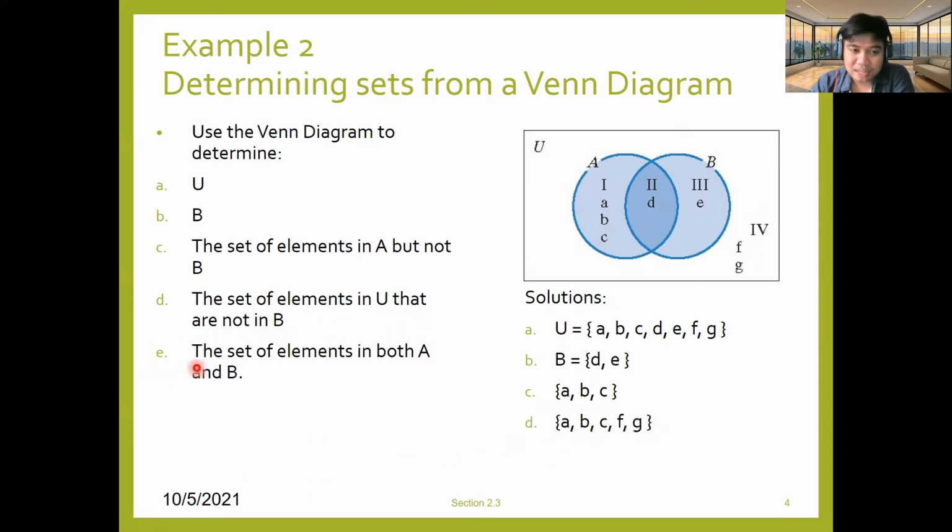Okay, and then for the last one, the set of elements in both A and B. We know naman na kapag both A and B, okay, we have the intersection. Itong part na to, itong region 2. Okay, so yun. Itong intersection ng A and B.